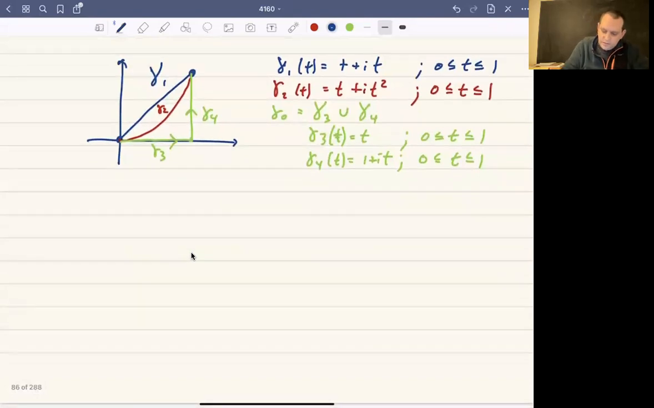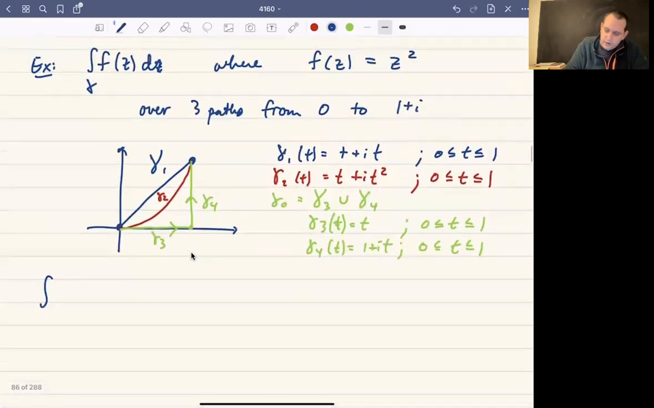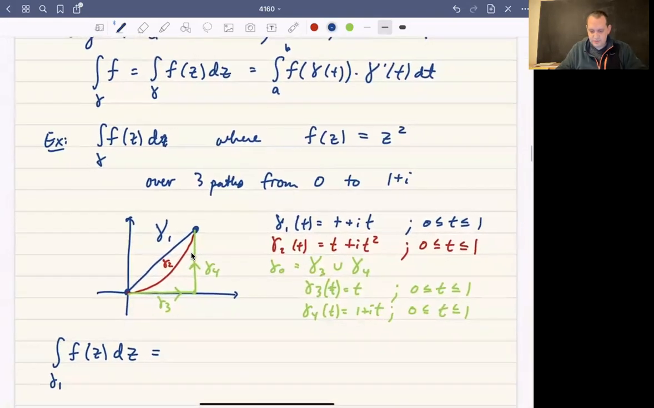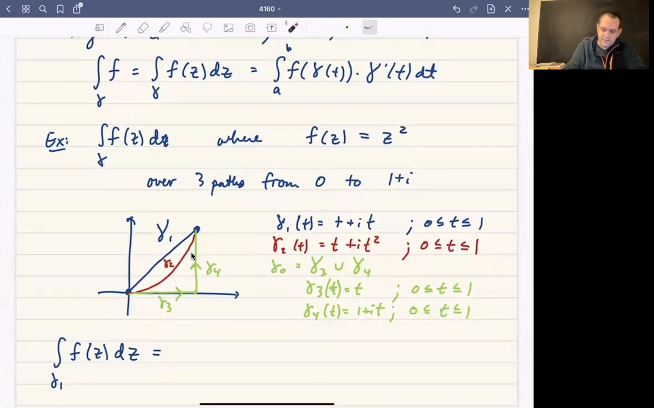So the first one is, let's calculate the integral of f. Remember, our f is z squared. So this is the integral of f of z dz over gamma 1. And remember that the line integral is defined as the integral from a to b. In our case, a and b are 0 and 1. That happens to be true for all of the curves. But it's going to be the integral from a to b of f of gamma of t times gamma prime.